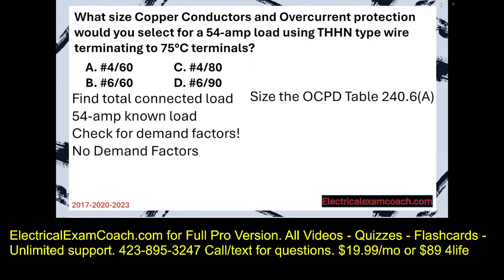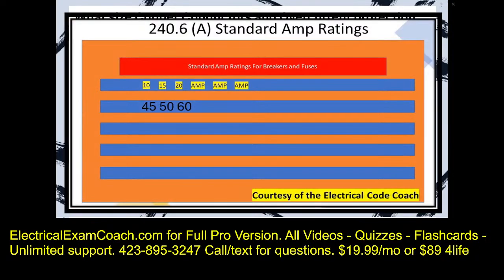Now, what we're going to do is size our overcurrent protective device first. You always size that first. So we head to our overcurrent protective device table, which is 240.6(A). For a 54 amp load, we're going to go down and choose the next standard size up. In this case, it's going to be a 60.